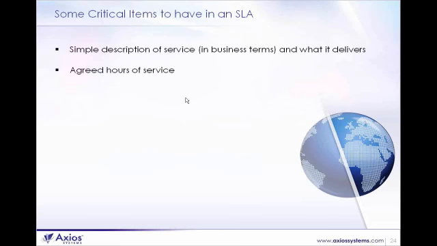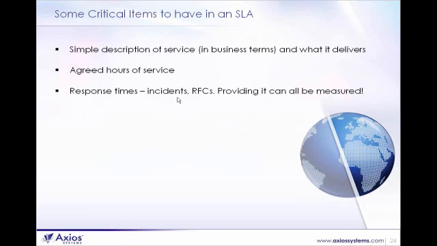Other types of things we should include: the agreed hours of service. So when is this service going to be available to the users? Perhaps response times. If they are reporting incidents or requests for change, then we need to tell them when they can expect incidents to be fixed or requests for change to actually be resolved. Now again, that's providing we can measure it, so we come on to that a little bit later. But if we're going to put all these times in, and we're going to start to have all these metrics around SLAs and services, then we need to make sure we can actually measure them.